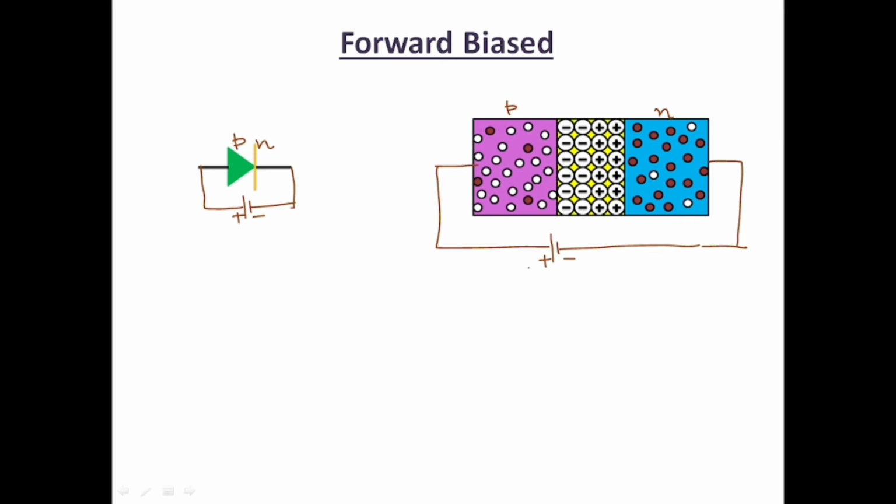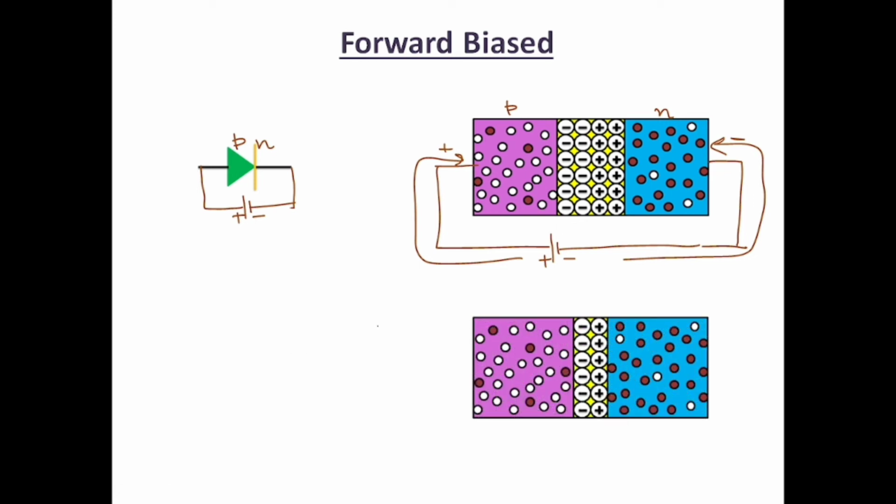As soon as we connect this battery, the negative terminal connected to the N type will repel the electrons and push them towards the junction. Similarly, the positive terminal will push the holes towards the junction. In such a case, these ions will start disappearing because some electrons will be consumed by these ions. Similarly, some holes will also be consumed by the negative ions, and this depletion region will start reducing.